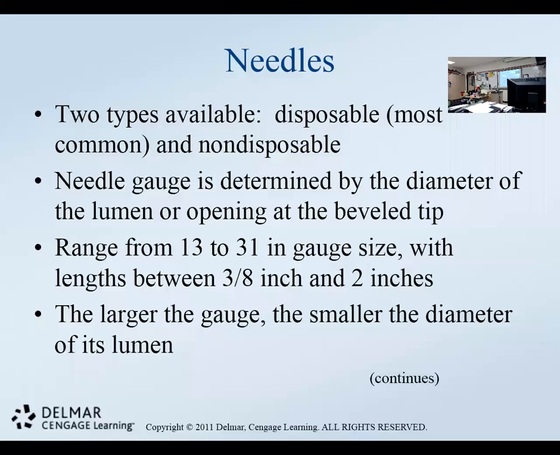Look at the package first on here. This one is obviously disposable. It's plastic. The other ones might be a glass syringe, and it usually has what looks like scissors. Needle gauge is determined by the diameter of the lumen or the opening at the bevel tip. So what does it say gauge is on here? See, it has a G.